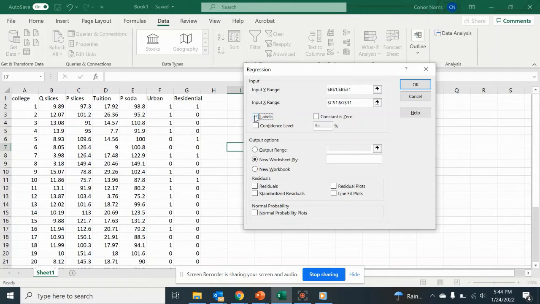I'm going to click this little box here to show that we have labels, because the top of that included the labels. I think that makes the output easier to read. You could opt to not include that first row, which is just the data labels, and then you would leave that not checked.